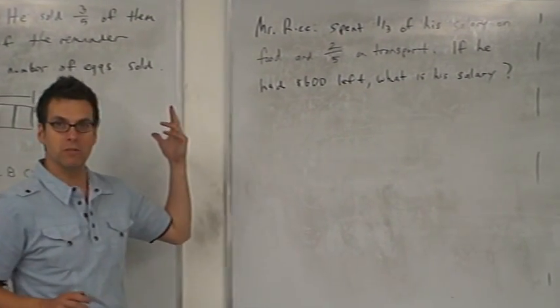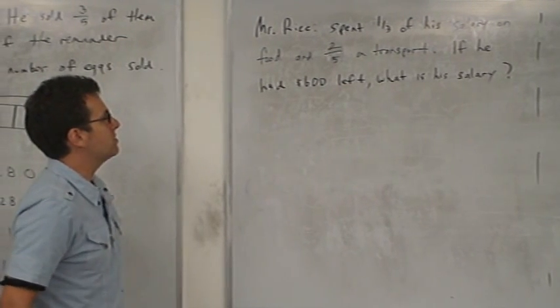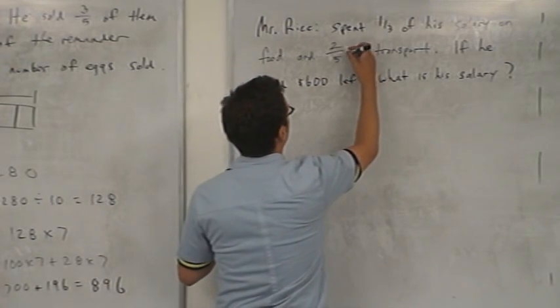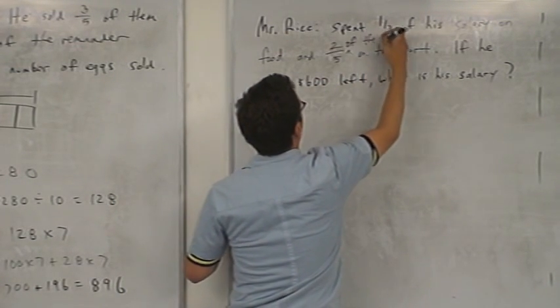So this problem is very similar to the previous problem. Mr. Ricci spent 1/3 of his salary on food, and again, and 2/5, and there's a typo here, it should be 2/5 of the remainder.